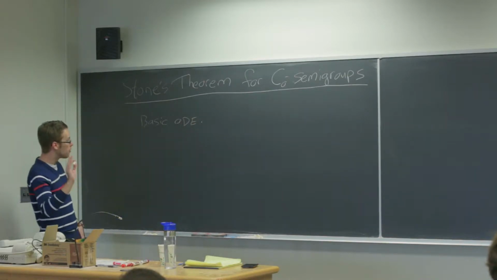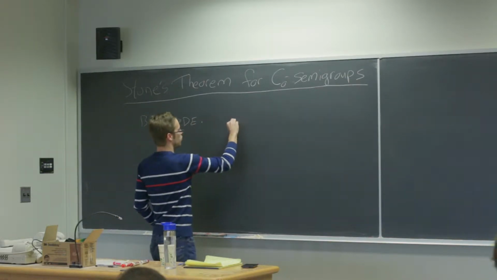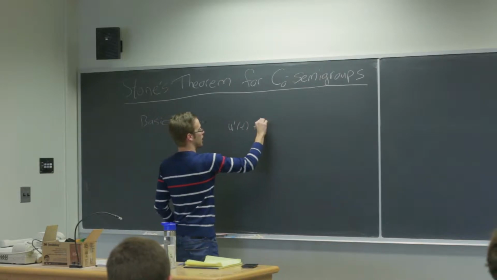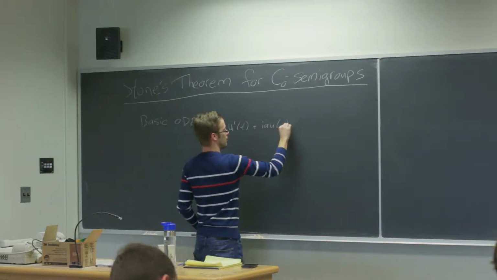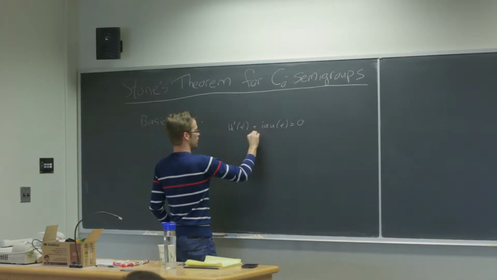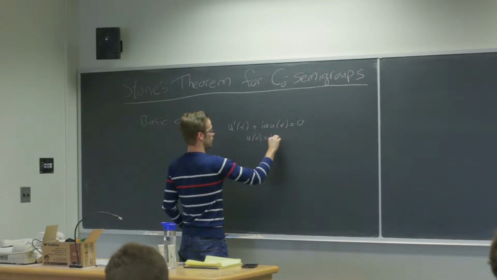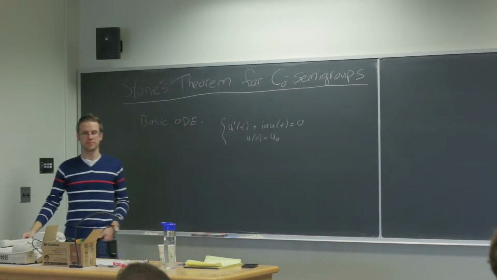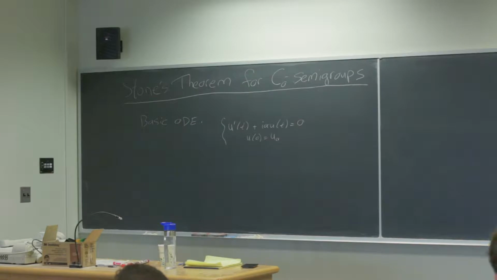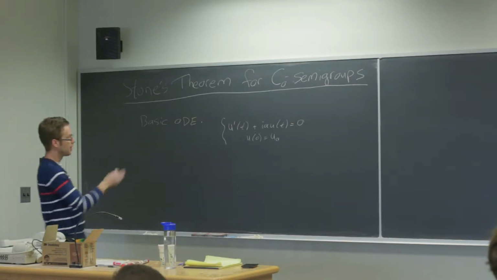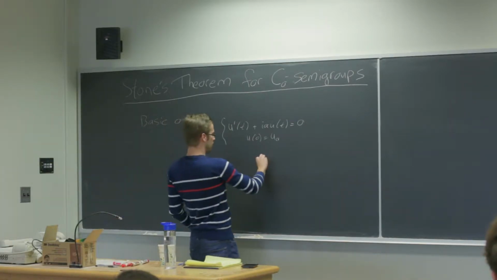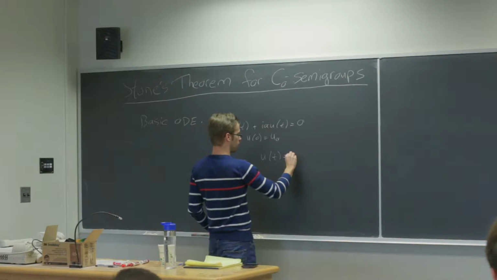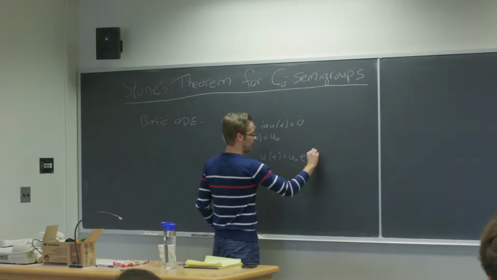Consider the basic ODE in one dimension: u'(t) + i a u(t) = 0, with some initial condition u(0) = u0. Basic ODEs. How do we solve this? By sight. What is the solution? a is a number, i is the square root of -1. You solve this by sight, right? u(t) = u0 e^(-i a t).